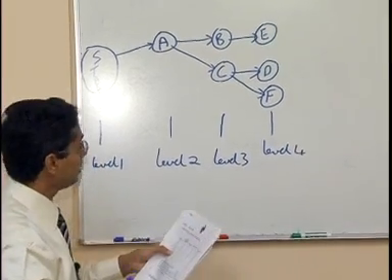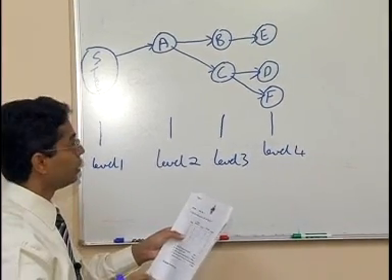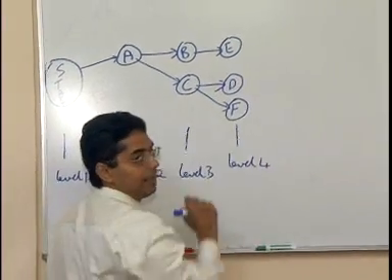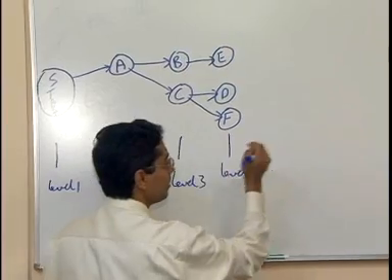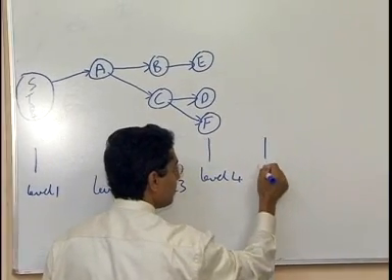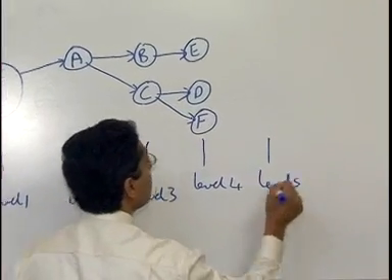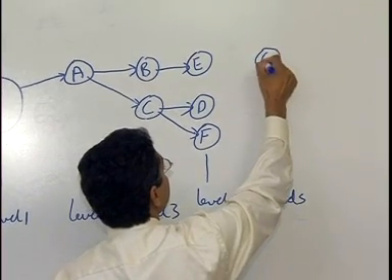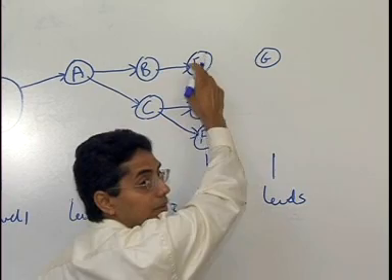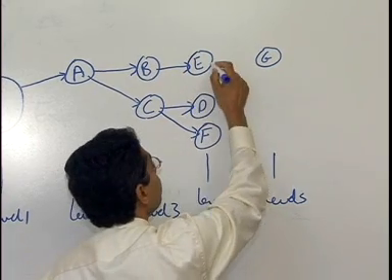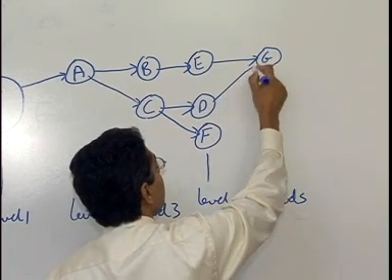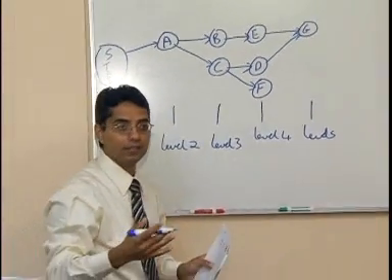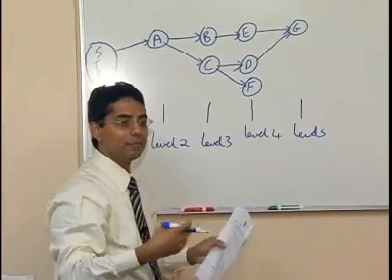Okay, let's look now at G. G has two predecessors, D and E. It means then come one level forward, and now I can put my G here, as close to the middle of these two, G. This needs a little bit of practice, but when you get the hang of it, then it becomes easier.